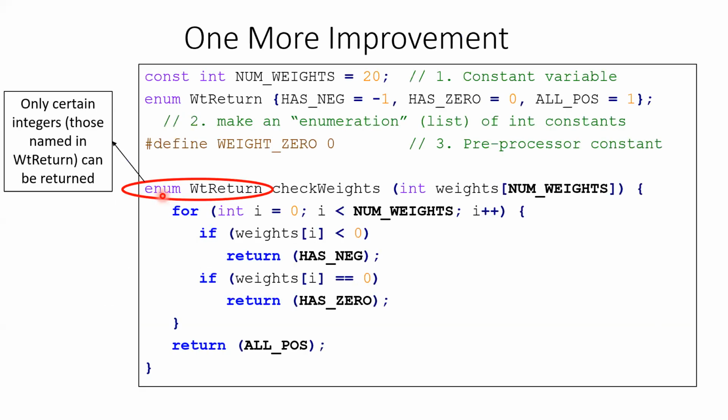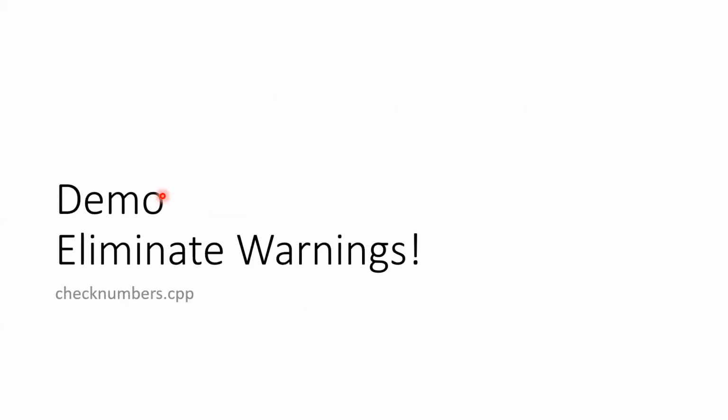And any questions on constants and magic numbers? I think that should be clear enough. Okay. Do a second demo on warnings.